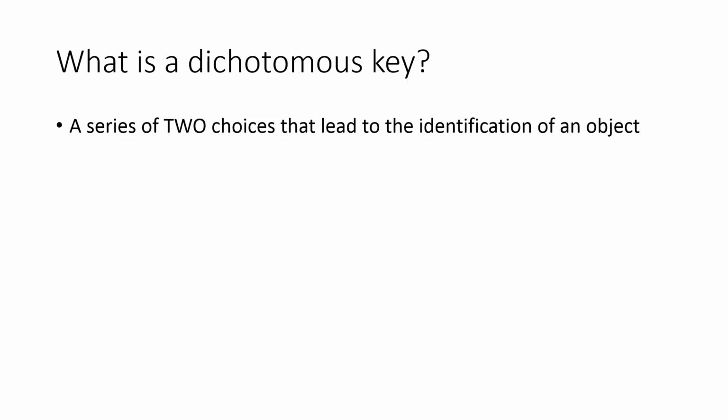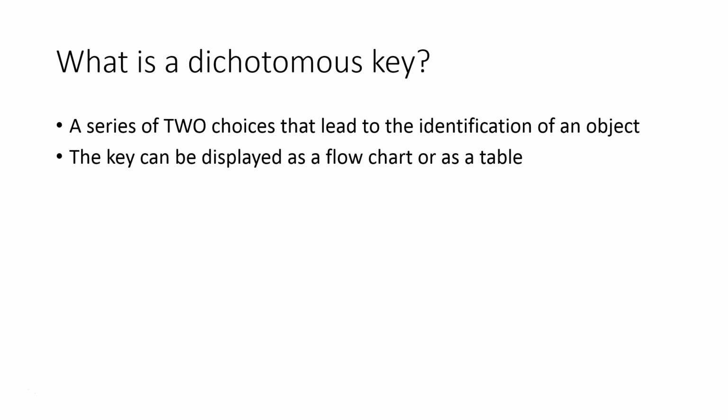A dichotomous key is a series of two choices that lead to the identification of an object. The key can be displayed as a flowchart or as a table, and we will look at an example of each. The dichotomous key is used to decide which group a living thing might belong to. Let's look at some examples.